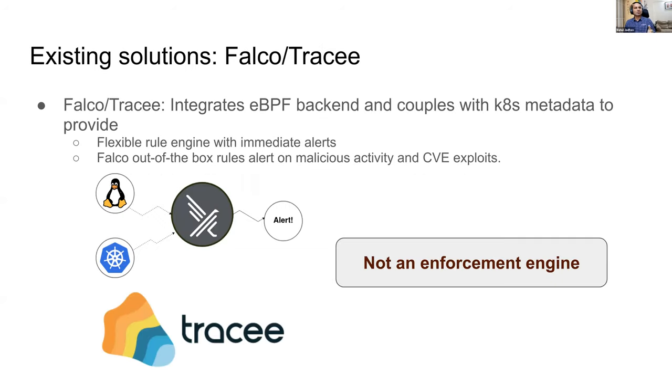We know Falco and Tracee already exist. Falco and Tracee do a wonderful job of integrating the eBPF backend and coupling it with the Kubernetes metadata to provide a flexible rules engine with all the alerting that is possible. In fact, Falco has rich predefined YAML policies, which can target several CVE exploits and certain defense frameworks such as MITRE. But both of these are not enforcement engines, and that is where we are heading with KubeArmor.